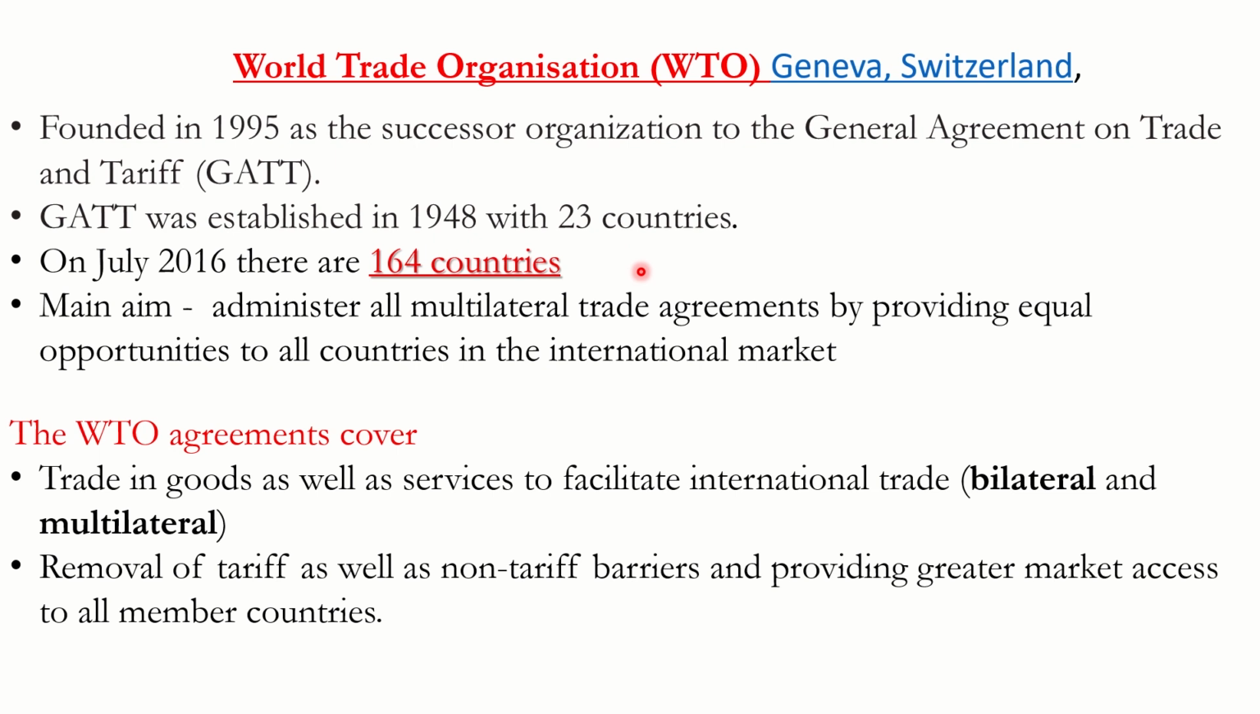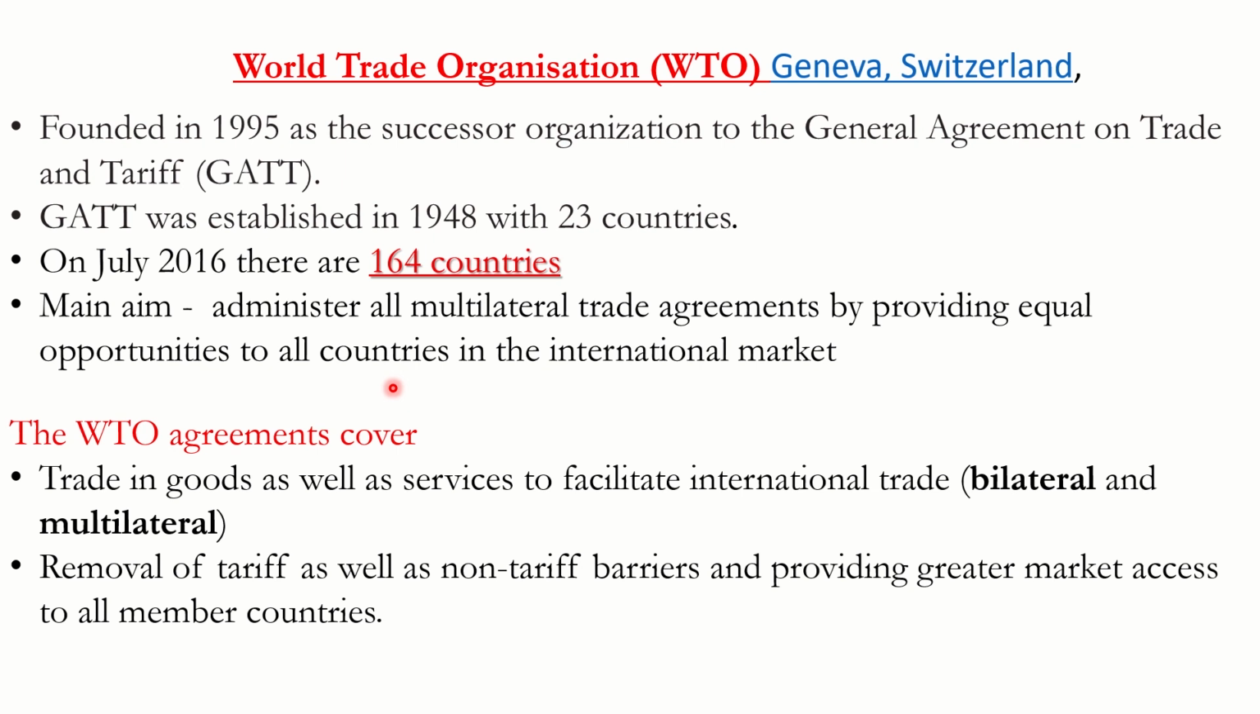The main aim of WTO is to administer all the multilateral trade agreements by providing equal opportunities to all the countries in the international market. Just like India is there and US is there, if they are members of WTO, they will have the benefit of a trade agreement. There will be a similar trade agreement between these two countries.